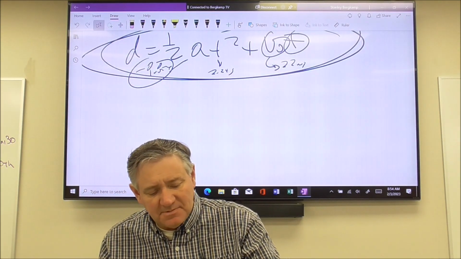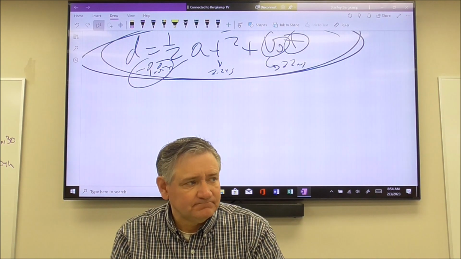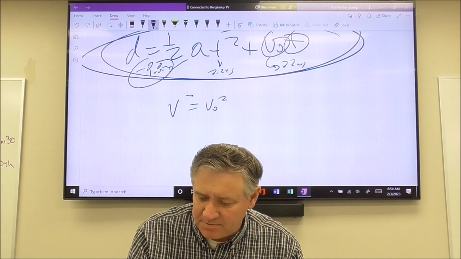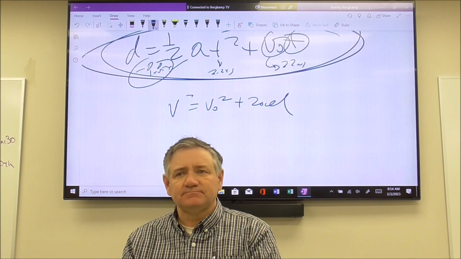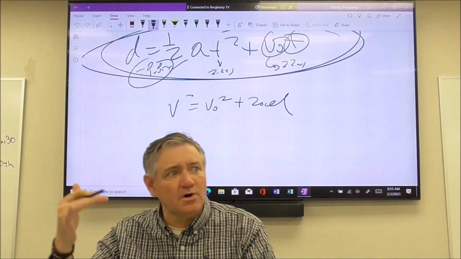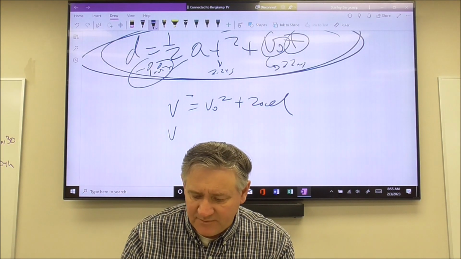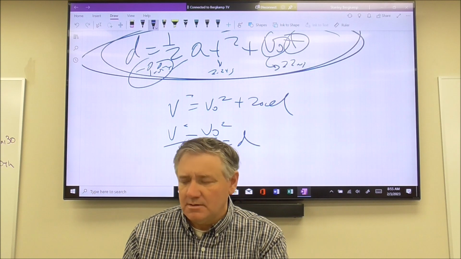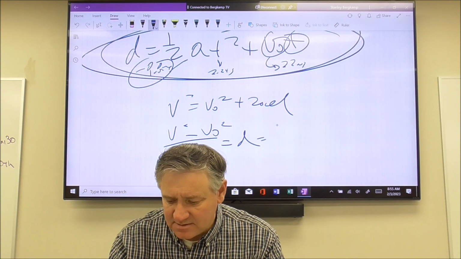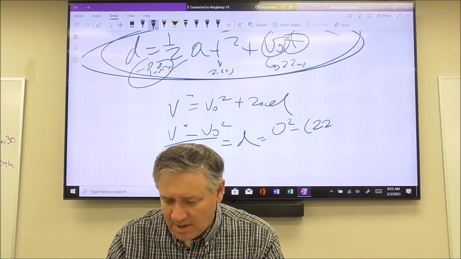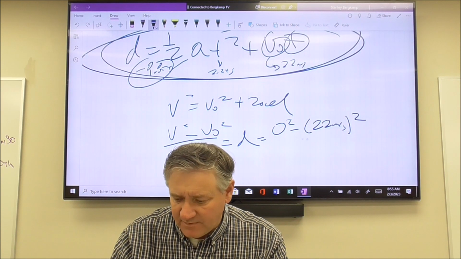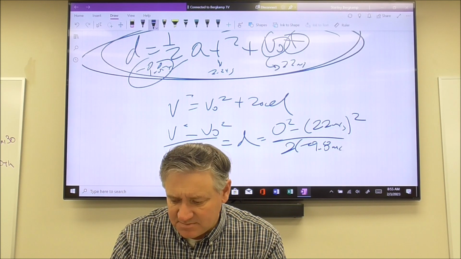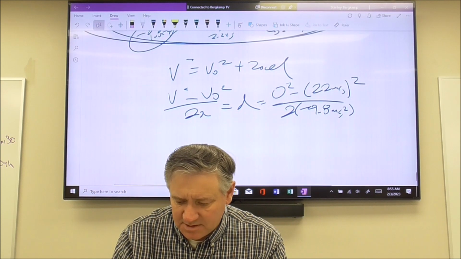How can I find maximum height without time? I can use that equation. V squared equals v naught squared plus 2ad. I have everything except for my maximum height. So I can go v squared minus v naught squared over 2a equals d. So somebody take 0 squared minus 22 meters per second squared, divided by 2 times negative 9.8 meters per second squared. Let me know what you get.